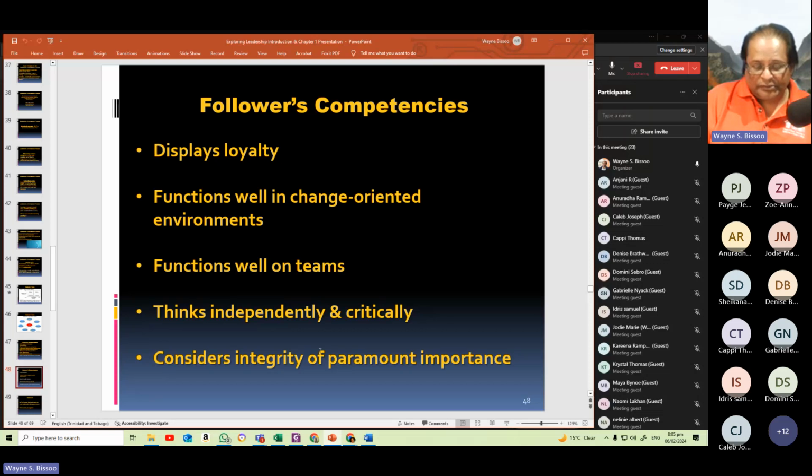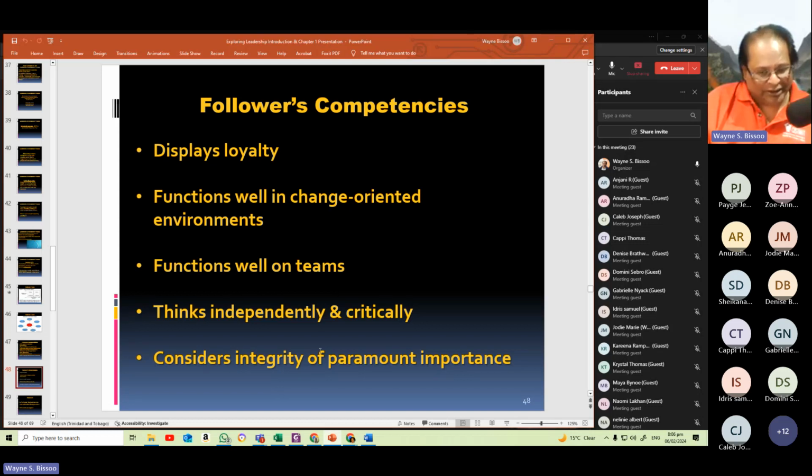Functions well on teams. Oftentimes, you're going to find yourself being moved from one team to another very quickly to find solutions to problems or quickly prepare and organize things and get that done and then move on to another activity. So that velocity of change is going to be part of the situation, and the ability to work with teams is going to be critical.